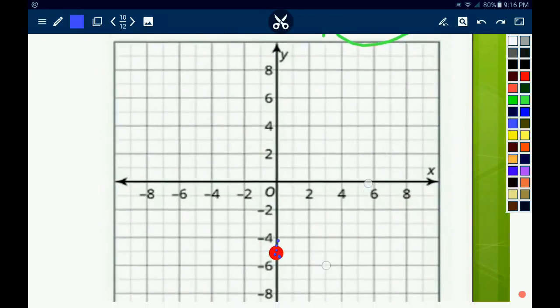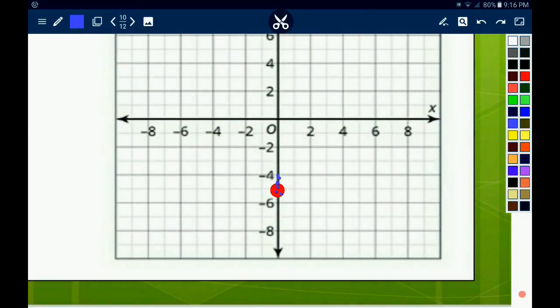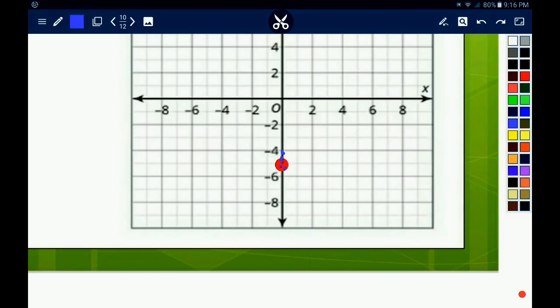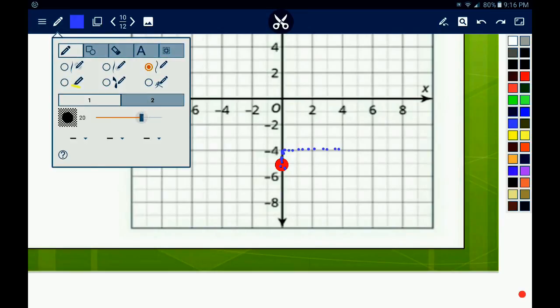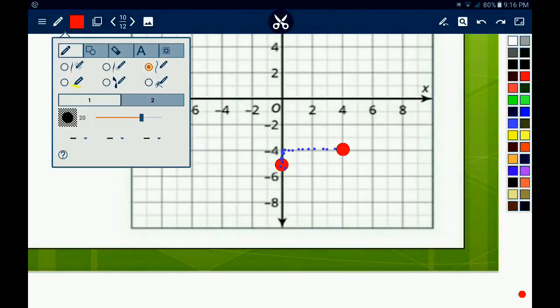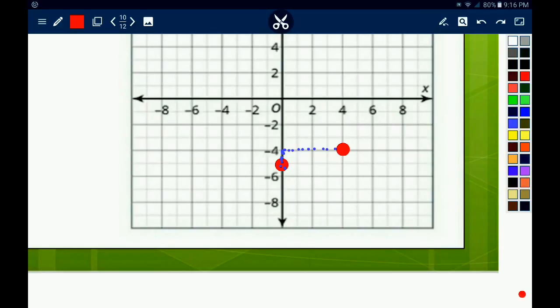Here, let me zoom in a little bit. Okay, brings us to -4. And then we need to run, sorry, I already forgot, 1/4. So we need to run 4. So 1, 2, 3, 4. That's where we're going to make our next point. There we go. And then now that we have 2 points, that's all we need to make a line.